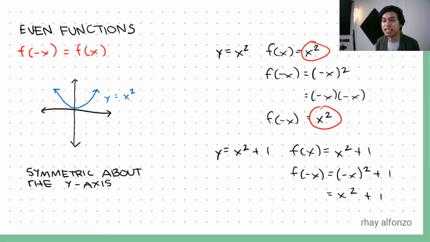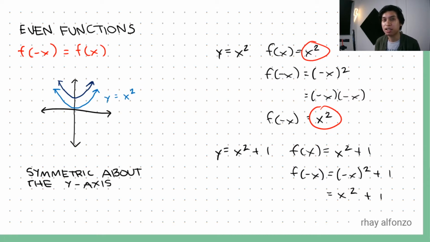So when we graph y is equal to x squared plus 1, it's just the same as the graph of y is equal to x squared, because the only difference that they have is the plus 1, meron lang vertical shift na 1 unit. So same lang din yung graph nila. Umangat lang si y is equal to x squared plus 1. So kahit umangat siya, symmetric pa rin siya about the y-axis. That's why y is equal to x squared plus 1 is even.